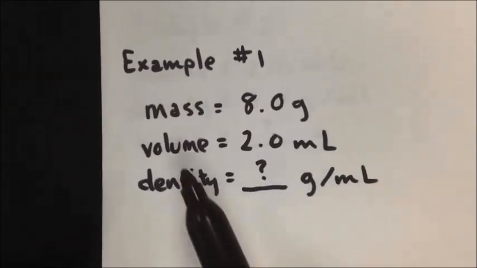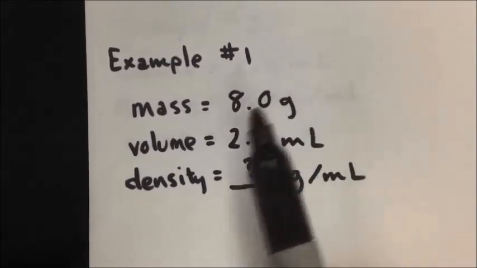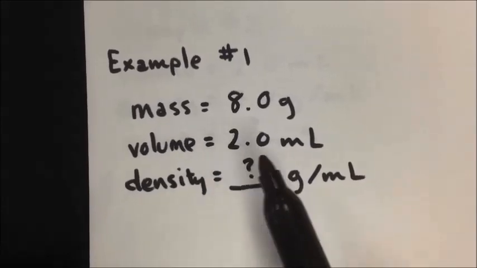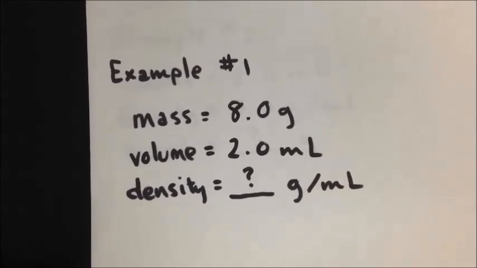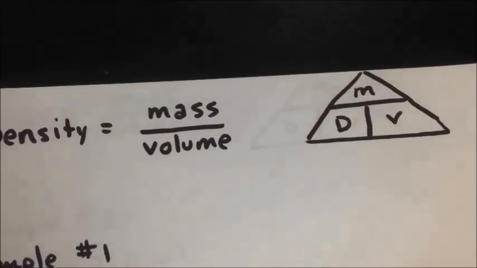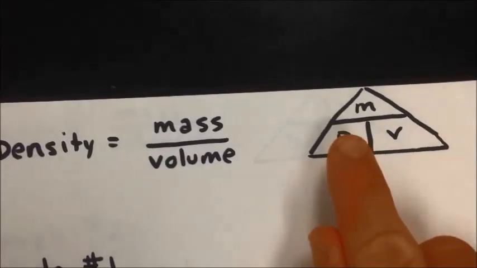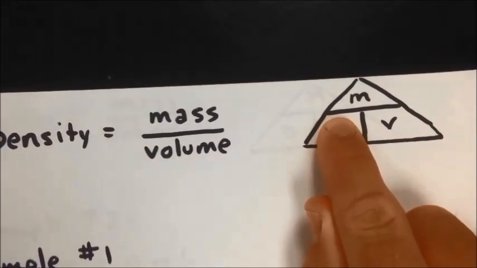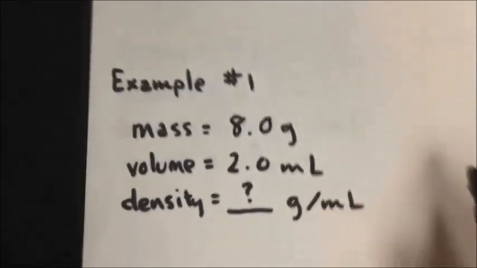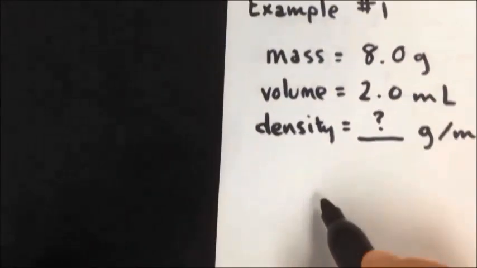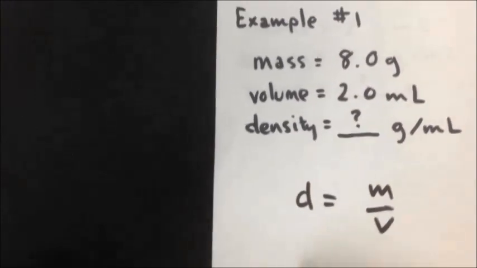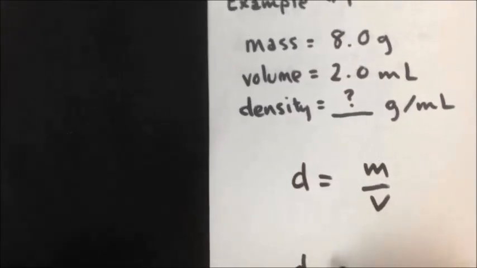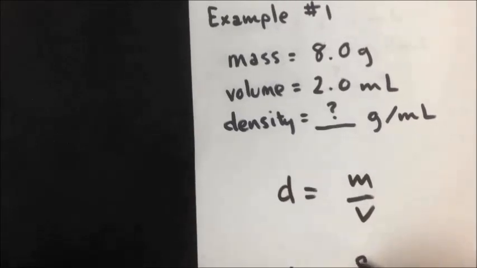And here's an example. We have mass equals 8.0 grams, the volume equals 2.0 milliliters, and we don't know the density. So since we're looking for density, we're going to come back over to this triangle and cover up the thing we're looking for. So now we have mass over volume, and that's the formula we're going to use. So we're going to say that density equals mass over volume, and then we're going to plug in the values.